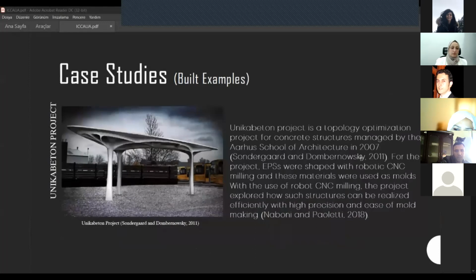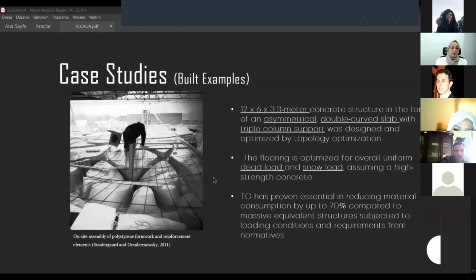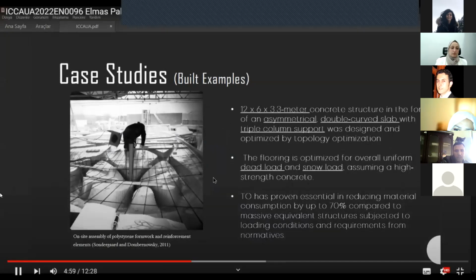The first of the applied examples is the Unika Beton project. It was designed and produced by the Aarhus School of Architecture in 2007. For the project, EPS were shaped with robotic CNC milling, and these materials were used as molds. A 12 by 6.3 meter concrete structure in the form of an asymmetrical double curved slab with triple column support was designed as seen in the figure and optimized by topology optimization. According to the designers, this project achieved 70% material saving compared to the non-topology optimized structures.